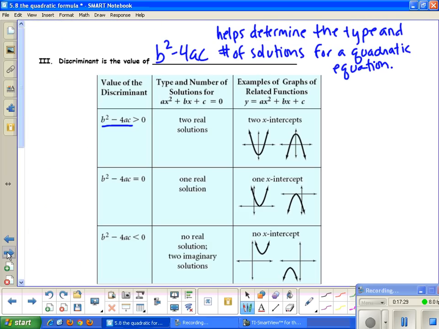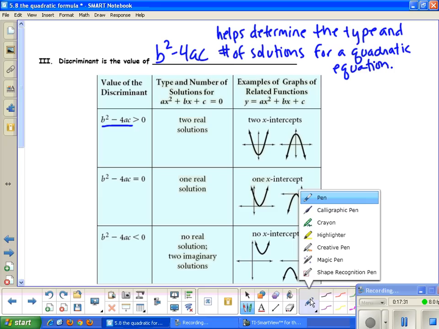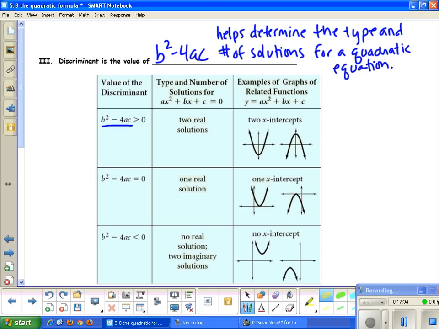So when it's greater than 0, you're going to have two real solutions. And if we were to graph that, that means that your graph would cross the x-axis in two places. So we've talked about that before. So it just looks something like this. You can just copy those graphs down. So you had two x-intercepts.